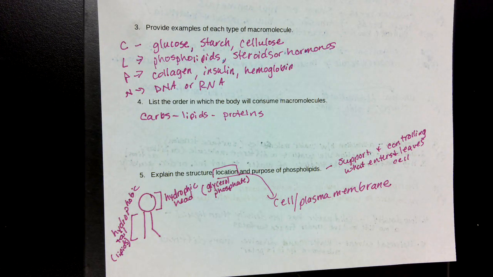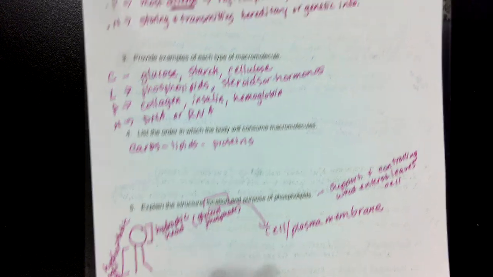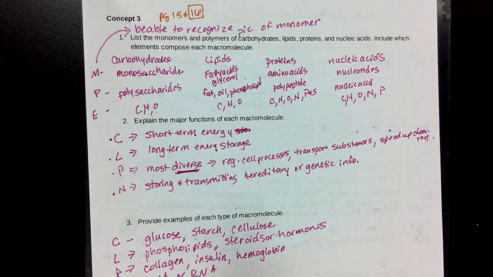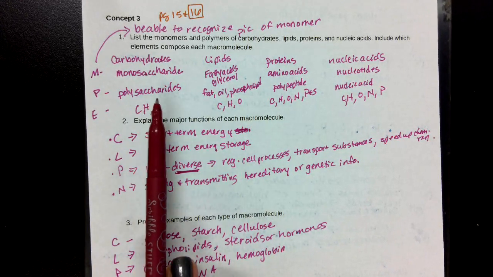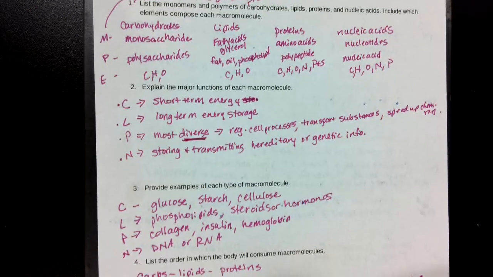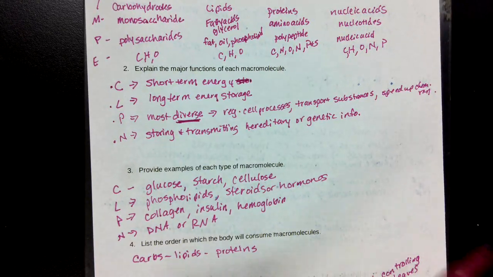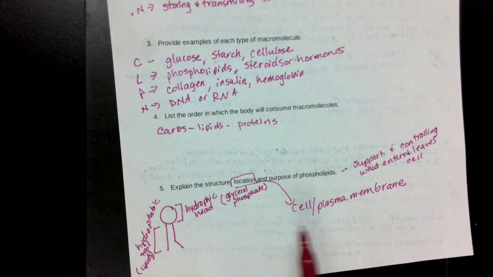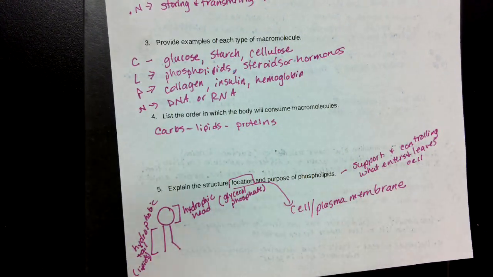All right, so that's concept 3. So you can have questions on your test tomorrow that involve any of this. Notice I added a note up here, be able to recognize pictures of the monomers. So you want to review that chart. Important is that proteins are diverse. They have many different functions. They are very diverse. And then knowing this information here on phospholipids.